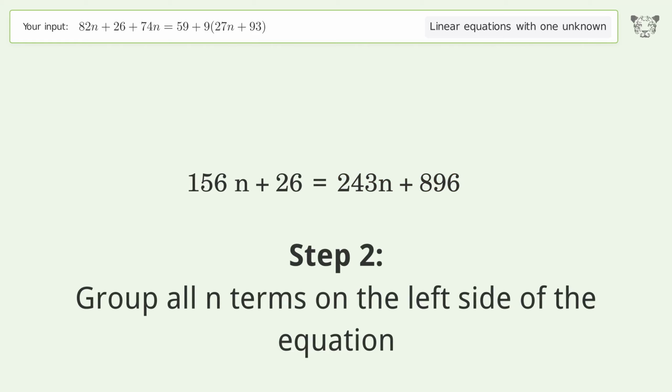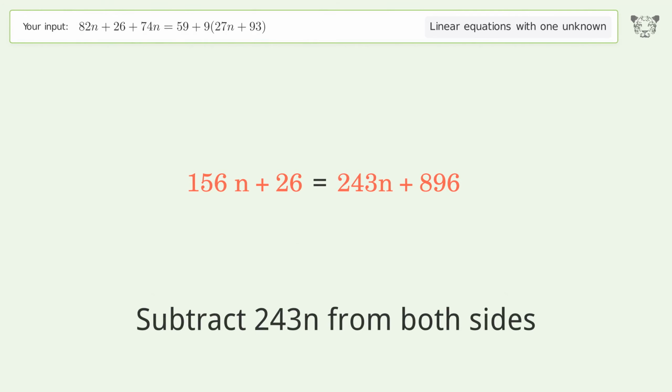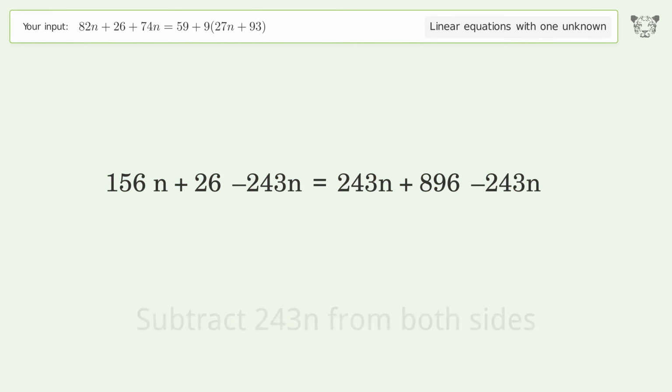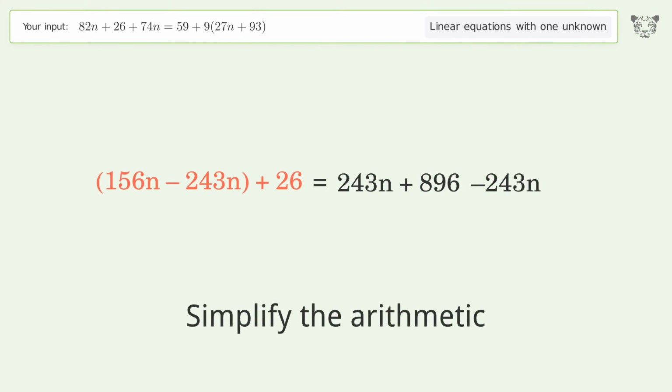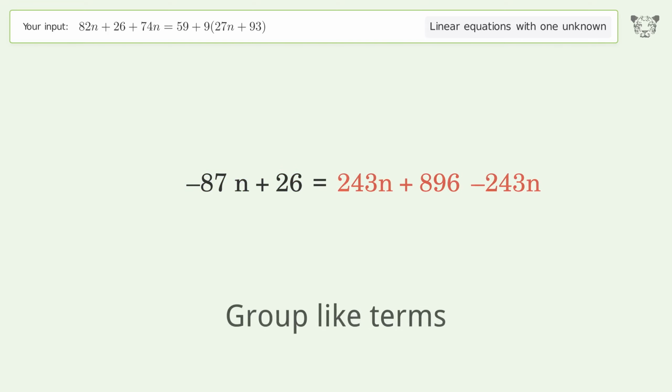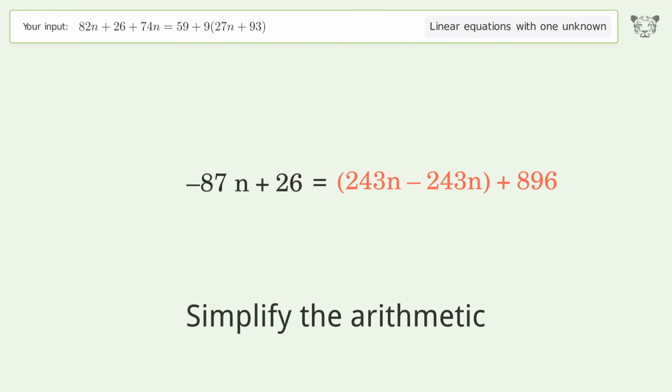Group all n terms on the left side of the equation. Subtract 243n from both sides. Group like terms. Simplify the arithmetic. Group like terms. Simplify the arithmetic.